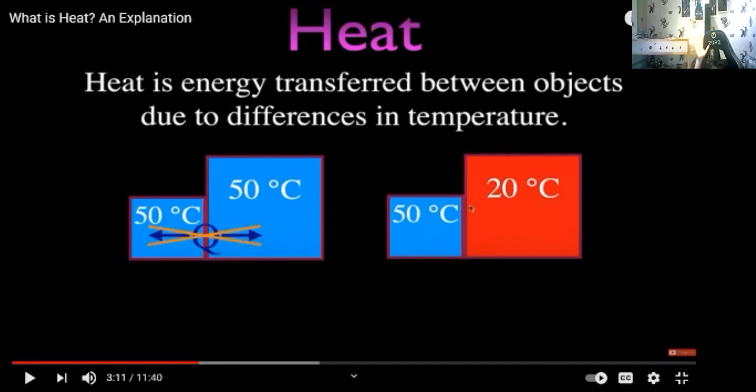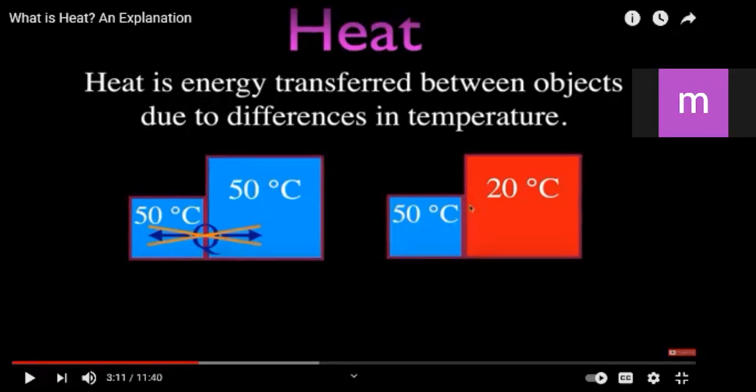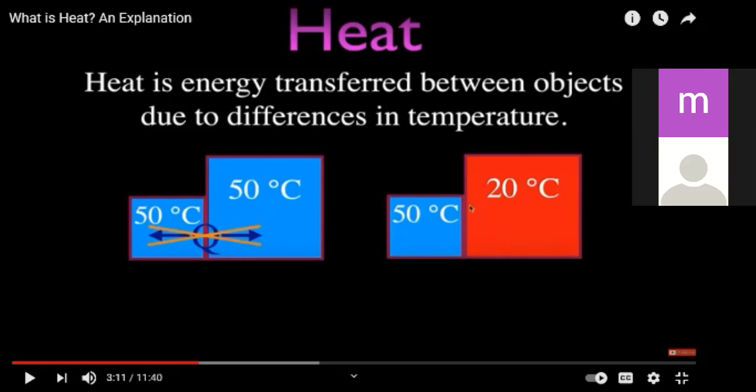Once again, okay, Yusuf, look at these two objects. The red one is the big object, and the blue one is the small object. For the red object, the temperature is 20 Celsius. For the smaller one, it's 50 Celsius. From where to where does the heat energy move? From 20 to 50 or from 50 to 20? Yeah, from 50 to 20.